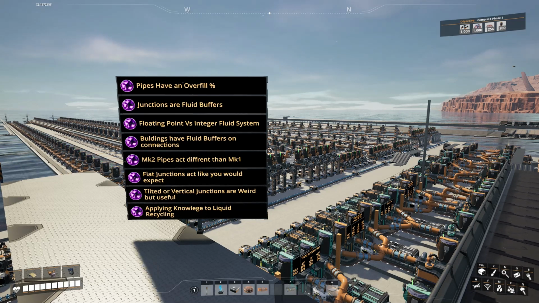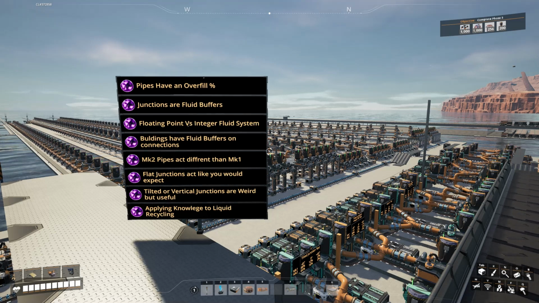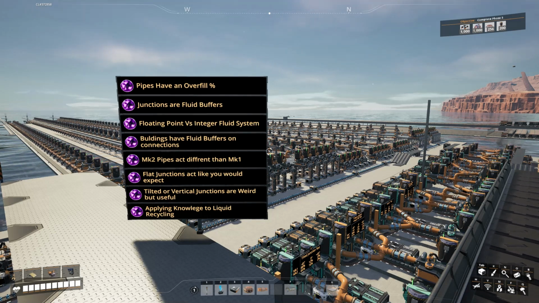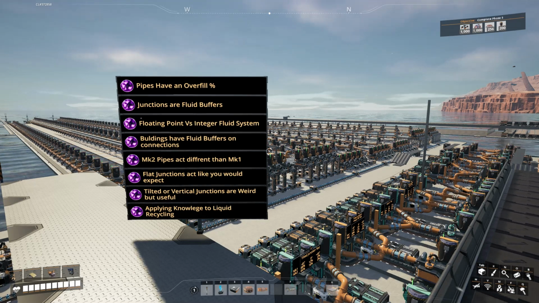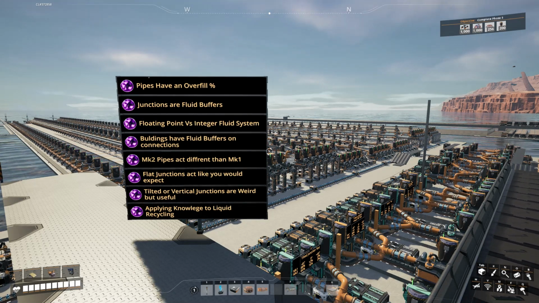On Bitwise Assembly, let's talk about pipes in Satisfactory 1.0. The test stands here were built on Update 8, and tests were performed in both Update 8 and 1.0. There is only one discernible difference in 1.0, which is the impact of autosaves on fluid movement.